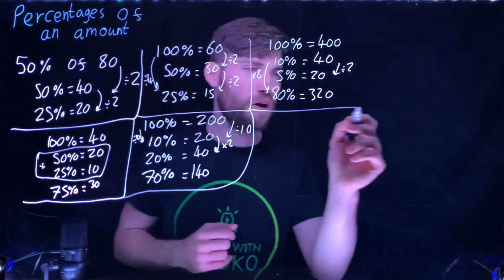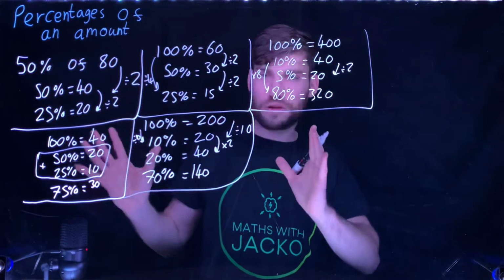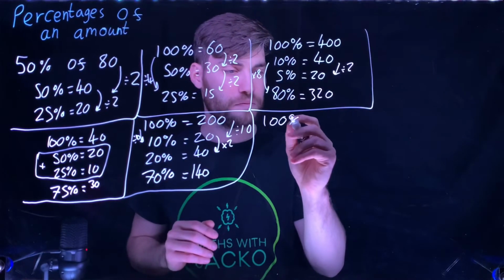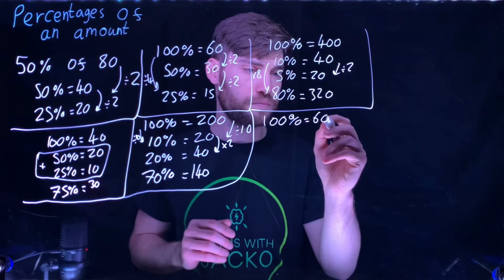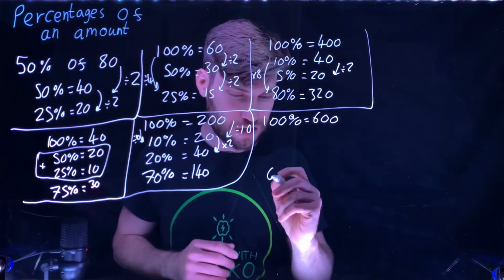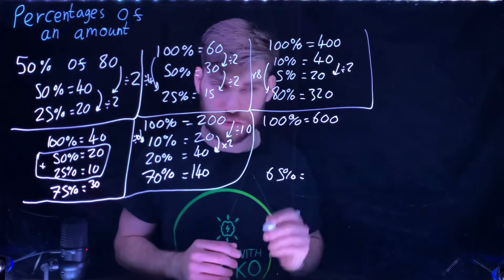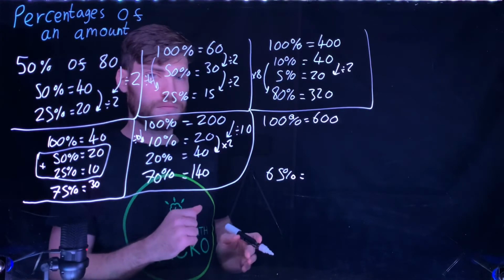Right, so let's step it up a little bit more. Let's use what skills we've got now, okay? I'm going to tell you 100% equals 600. What I want you to find is 65%. I'll leave a bit of a gap just because I'm going to fill in this when I'm working out. Okay, so pause the video. Can you get 65%? Fantastic.